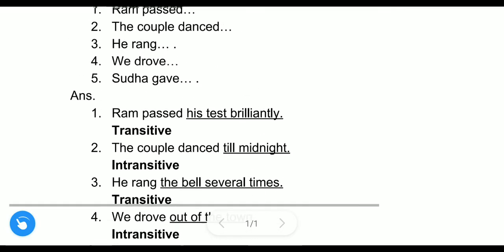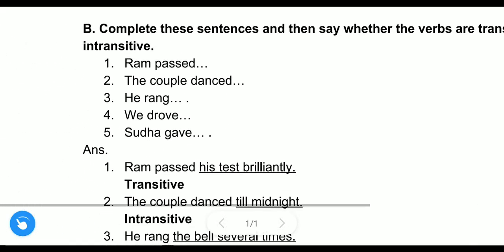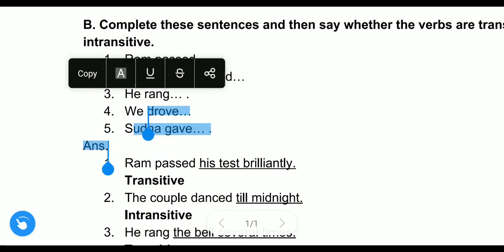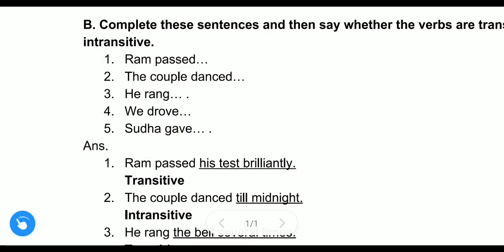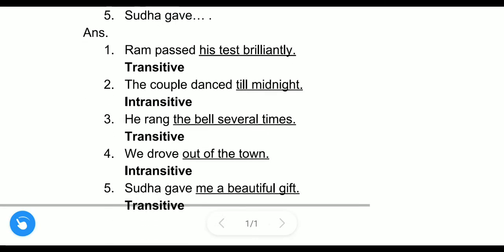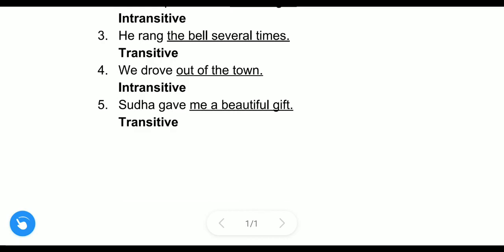Let us discuss the last example. Sudha gave. So how will you complete this sentence? Sudha gave a mango. Sudha gave a pen. Sudha gave me a Cadbury. Sudha gave me a lot of chocolates. Okay, so see, Sudha gave me a beautiful gift. Okay, so I have completed this sentence.